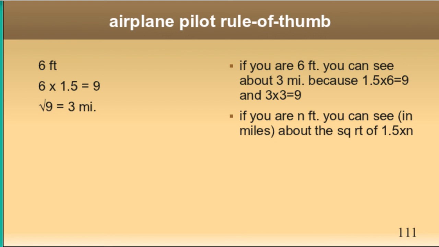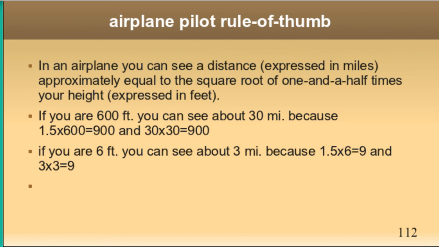If you are 6 feet, you can see about 3 miles because 1.5 times 6 is 9, and 3 times 3 is 9. If your height is in feet, you can see in miles about the square root of 1.5 times your height. If you are at 600 feet, you can see about 30 miles because 1.5 times 600 is 900. And 30 times 30 is 900. This is just a rule of thumb.